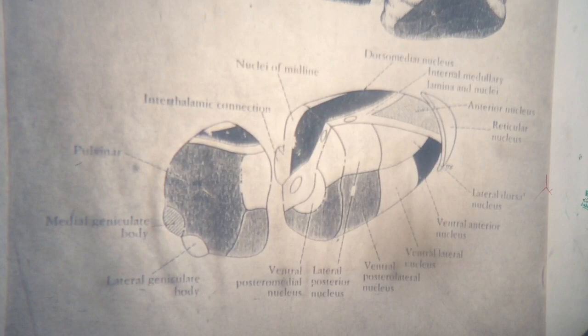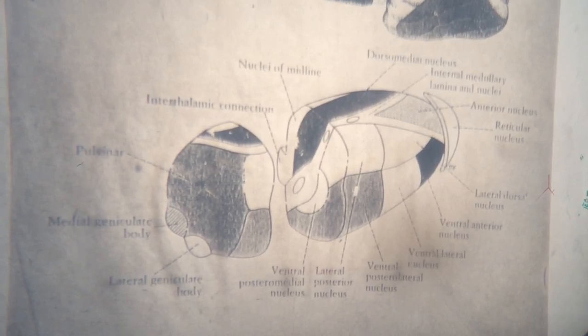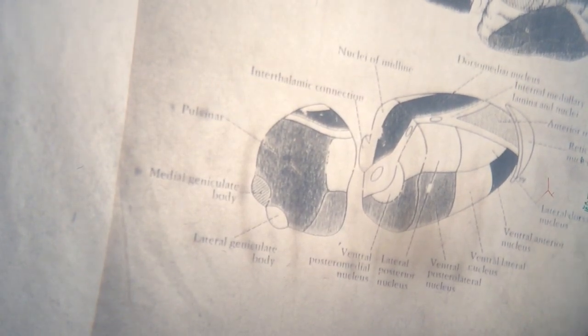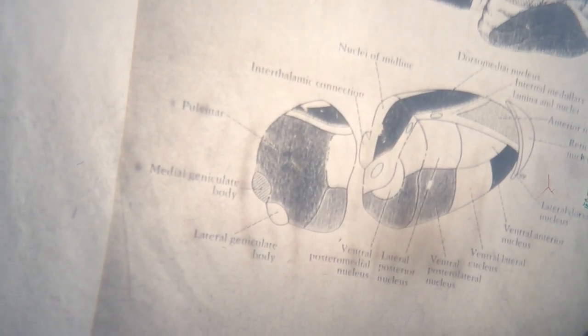Then there are the reticular nuclei. Reticular nuclei are sandwiched between the external medullary lamina and the posterior limb of the internal capsule. They have connections with the reticular formation and the cerebral cortex.